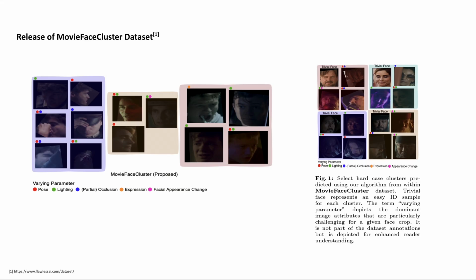Given the unique challenges provided by the movie domain and the lack of a dataset in the research community, we also release a new dataset along with this work for the same. Titled Movie Phase Cluster, this is a collection of 9 movies handpicked by movie post-production specialists for having really challenging phase clustering scenarios, some of which you can see here in the samples illustrated. The different colors depict the most important varying parameter that is challenging for clustering.